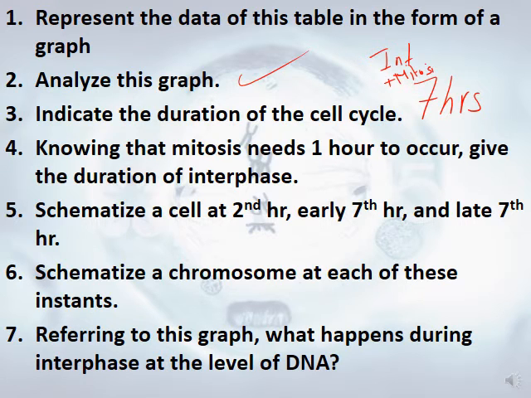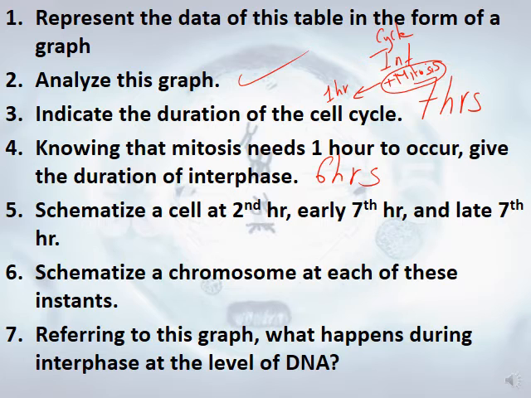So you have to be careful. The cell cycle is interphase plus mitosis. Knowing that mitosis is 1 hour, so the total is 7. Mitosis is 1 hour. What is the time for the interphase? 7 minus 1 is going to be 6 hours.